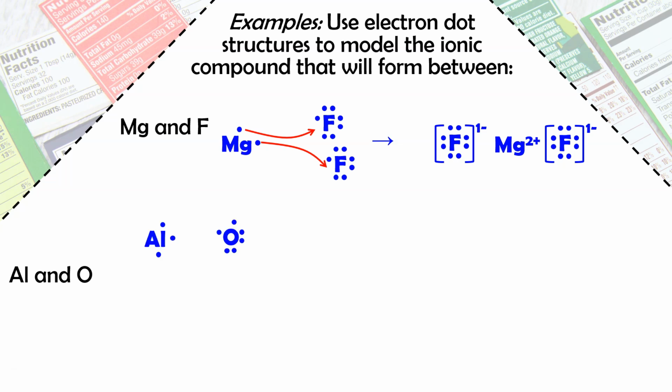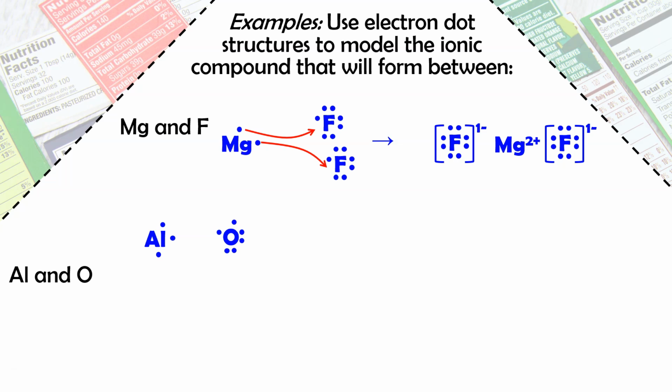Let's do the next one. So this one is a little bit more of a complicated one, and you'll see why. So aluminum has 3 valence electrons and oxygen has 6. Aluminum is a metal. It's going to lose its electrons to oxygen. And think about this from an effective nuclear charge perspective. Oxygen has a greater effective nuclear charge than aluminum, so it attracts electrons more easily than aluminum does. So oxygen is going to essentially take those electrons away.